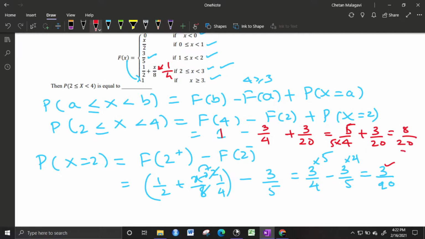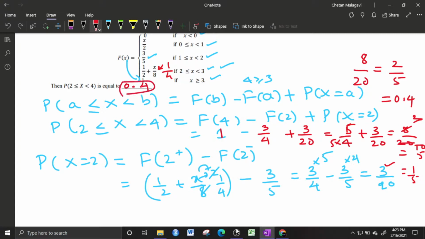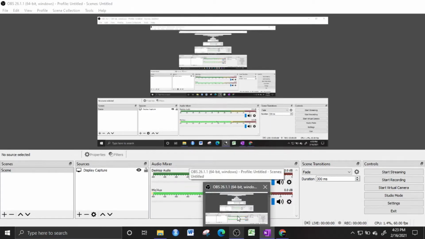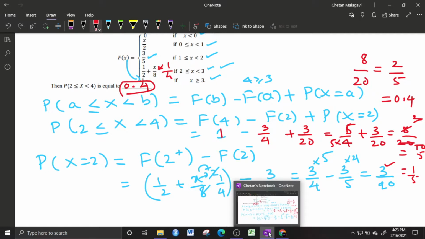So 8 by 20 means it is 4 twos, 2 by 5, that is 1 by 5. Okay, 8 by 20, 2 by 5 is 0.4. Okay, the answer is 0.4. This is numerical answer type. And let us move to the next question.